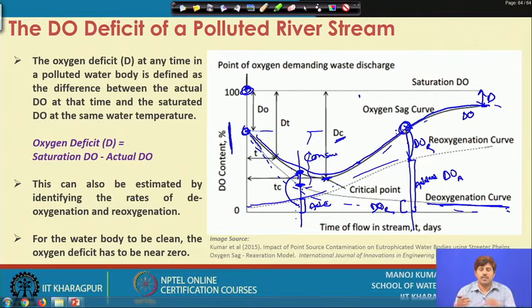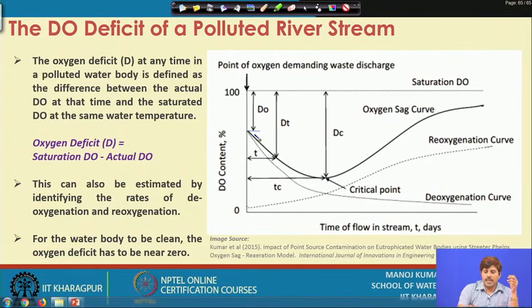If you see this curve, you can clearly see that there is a sag in this profile, and that is why this is called the oxygen sag curve or DO sag curve. So, the DO curve or DO profile or DO sag curve is actually the sum of the deoxygenation and re-oxygenation profiles. You add these two and you get the oxygen curve.